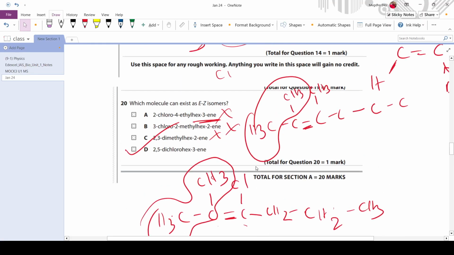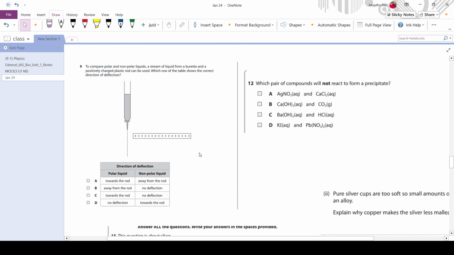First question, let's go. Compare polar and non-polar liquids. A stream of liquid from a burette and a positively charged plastic rod was taken. Which row of the table shows the correct direction of the deflection? Polar liquid towards the rod. First of all, yeah, it is possible. Non-polar liquid away from the rod.